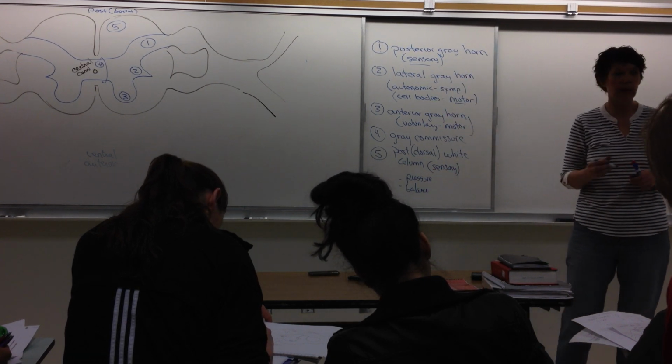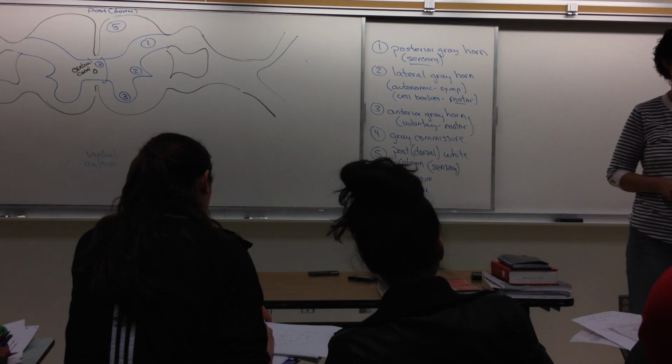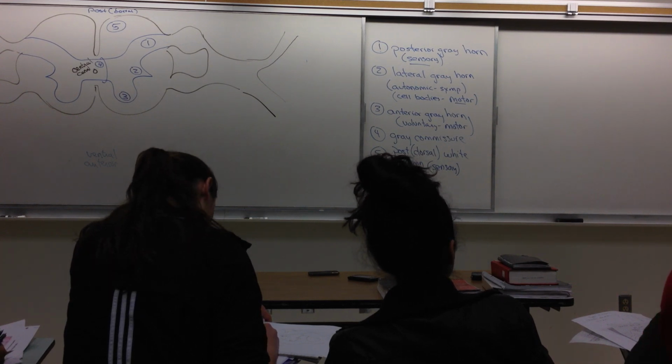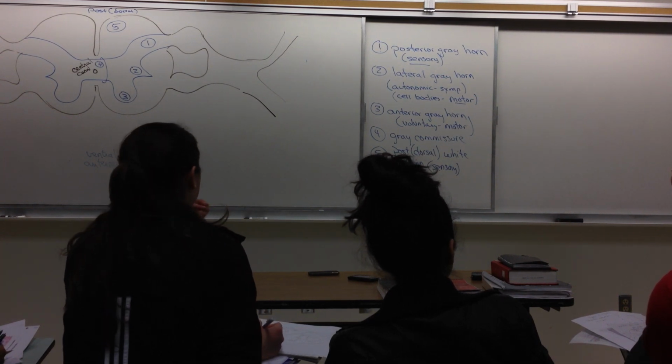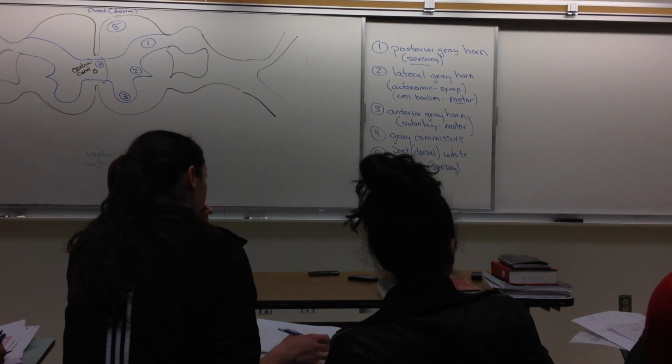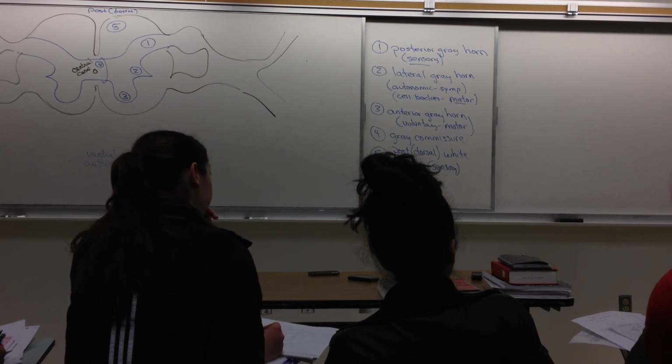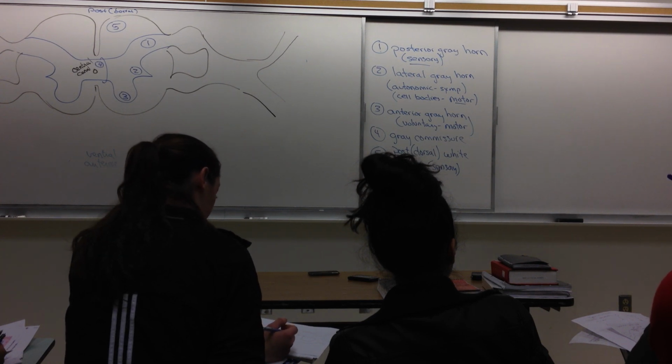There is a virus, a rare virus, that can destroy that area as well. And these individuals don't have any joint sense. When their eyes are closed, they have no idea whether their fingers are flexed or their knees are flexed or extended. So you can imagine how hard it would be to walk and do things unless you were actually looking to see what was going on.